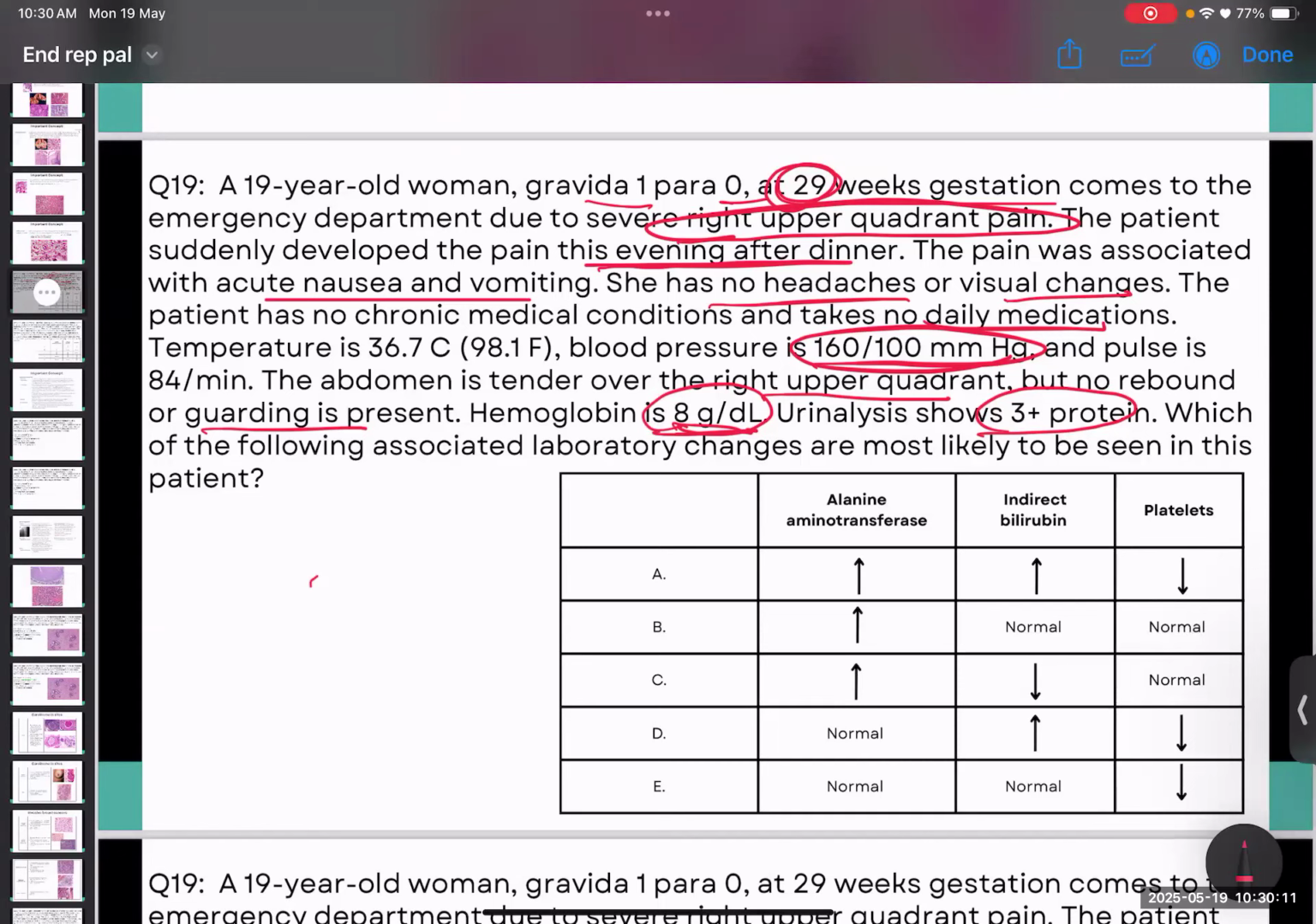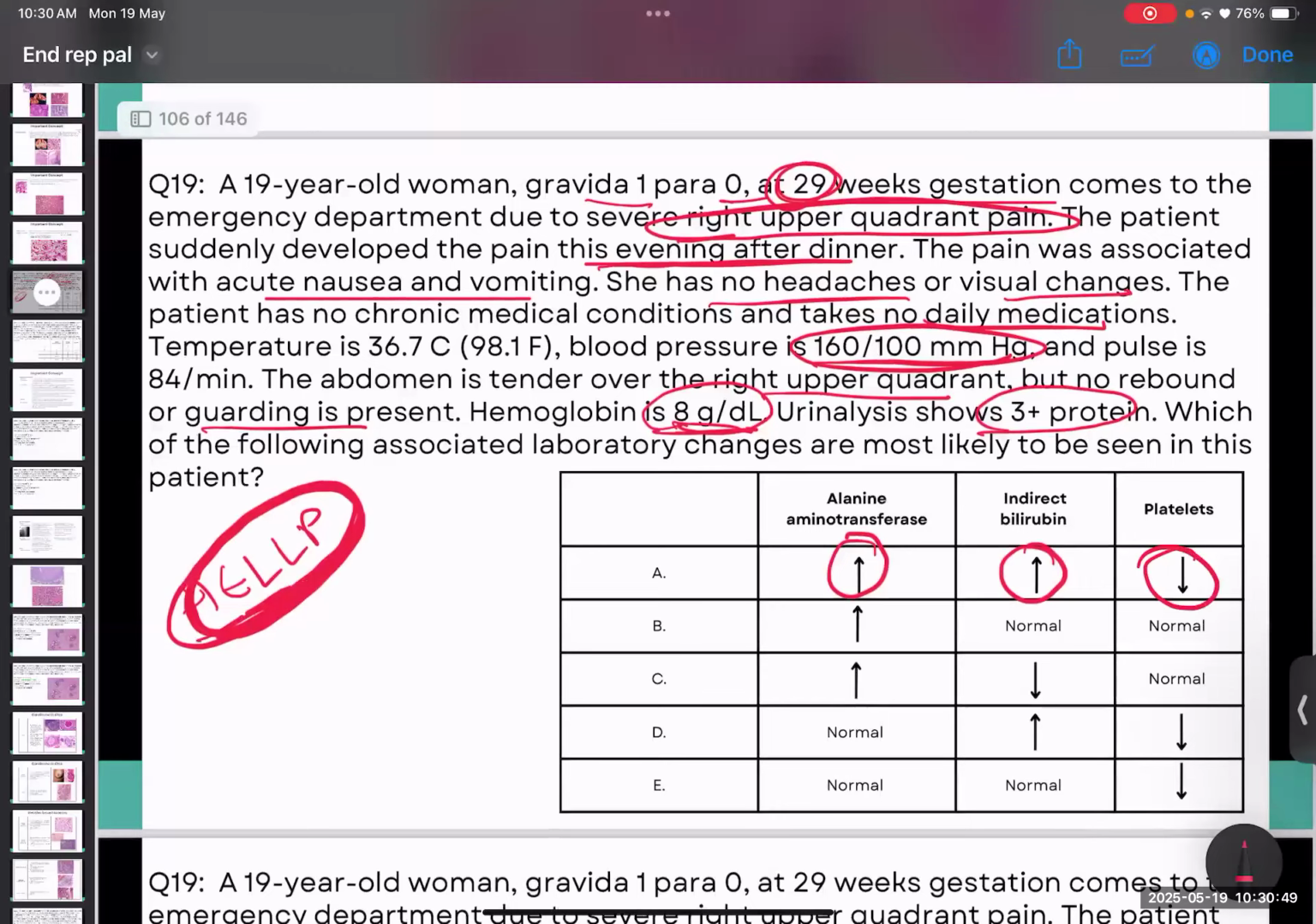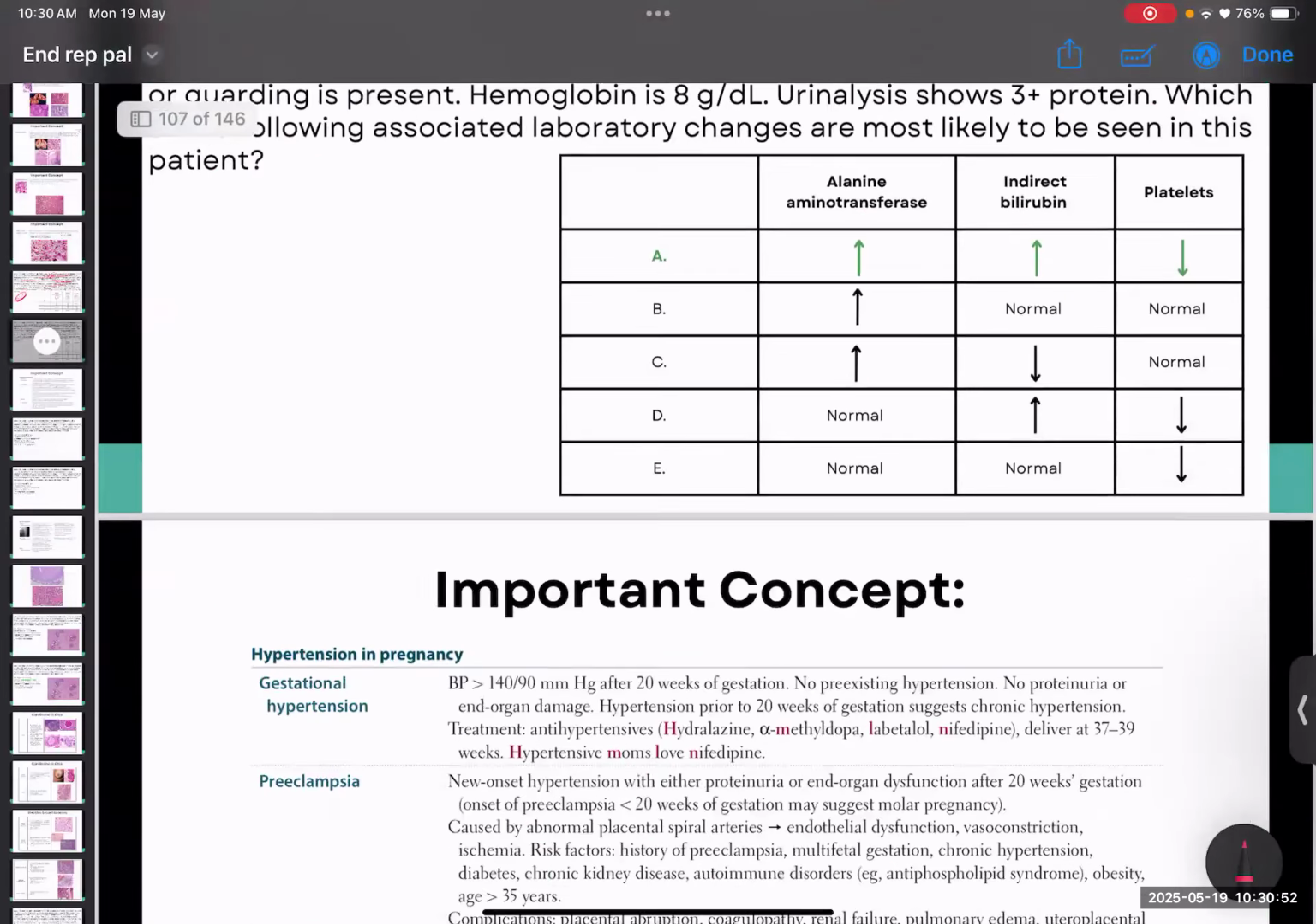And when you see elevated blood pressure, and when you see hemolysis, and because the liver is damaged, I'm assuming there are elevated liver enzymes, and when you see elevated liver enzymes, there's going to be hemolysis, elevated liver enzymes, and low platelets. So we're usually diagnosing someone with HELLP syndrome, which is a complication of preeclampsia. So alanine aminotransferase is going to be high, mainly because the liver is getting damaged, and direct bilirubin is high because of hemolysis, and platelets are low. So the answer is going to be A.